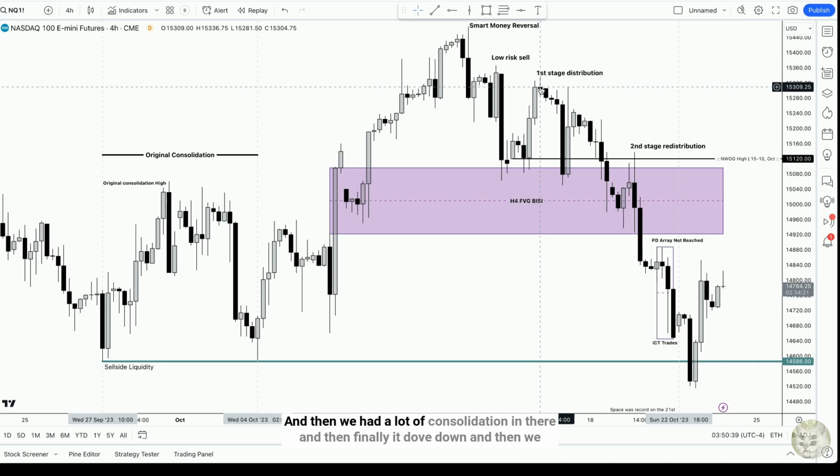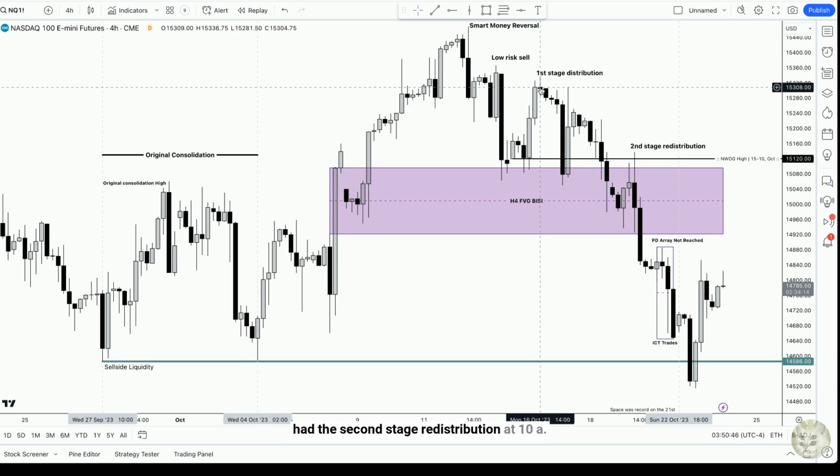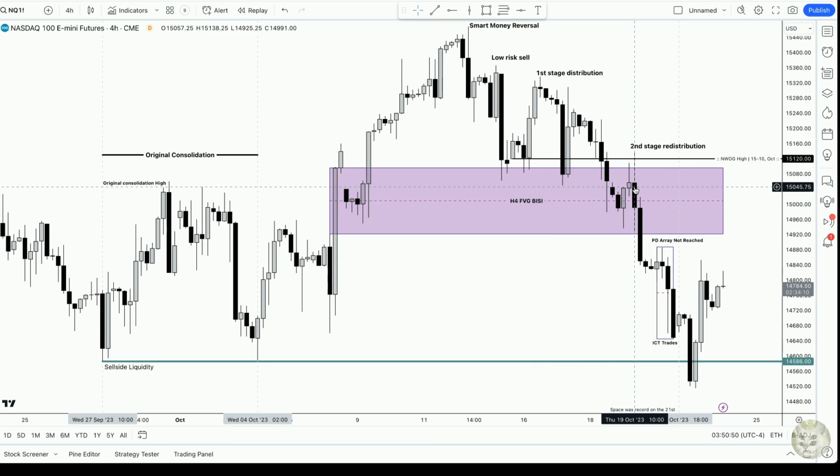And then we had a lot of consolidation in there. And then finally it dove down. And then we have the second stage redistribution at 10 a.m. Thursday, October 19th. And that leg lower did not trade below the original consolidation of the, I'm sorry, the September 27th low and October 4th low. So there's still room and opportunity to see that expansion lower.